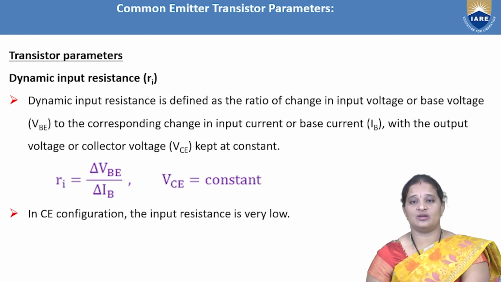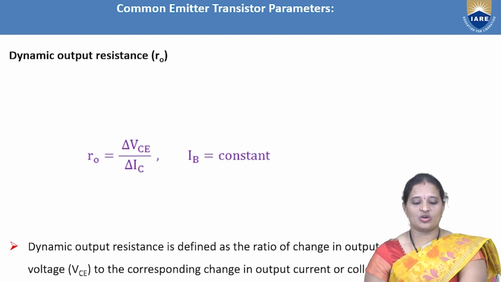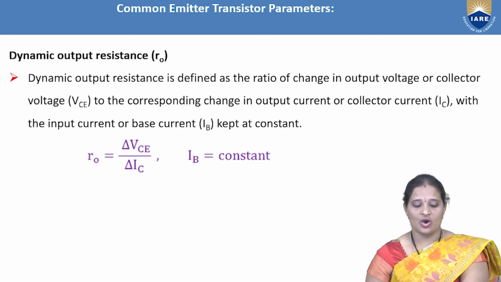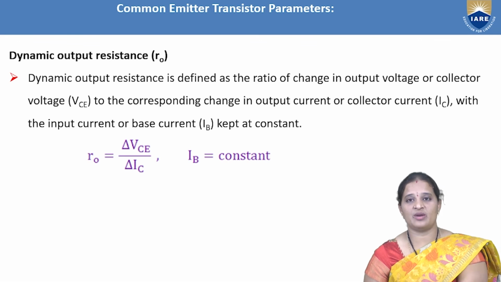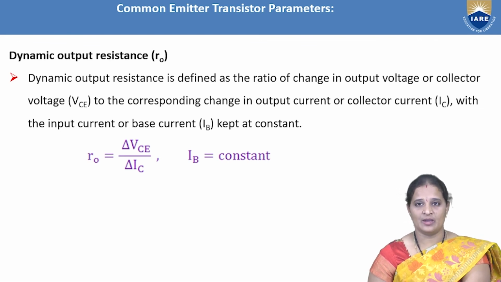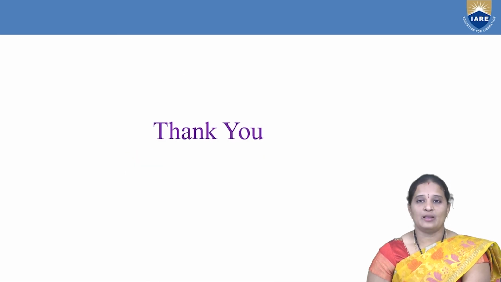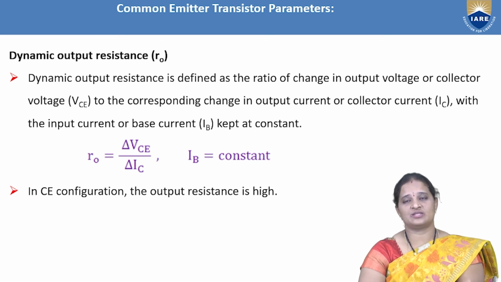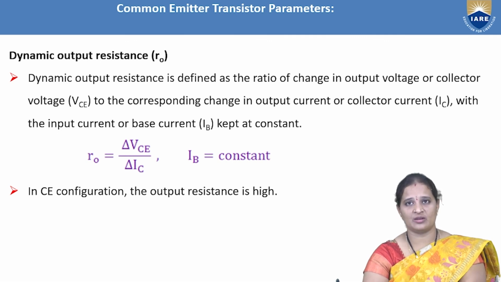And in CE configuration also the input resistance is very low. Coming to the output resistance, it is defined as the ratio of change in output voltage, that is VCE, to the change in output current IC by keeping input current IB constant, which is given by delta VCE by delta IC at constant IB, and it offers high output resistance. So that is all about the common emitter configuration, its characteristics, and the various parameters that we can calculate from the common emitter configuration.